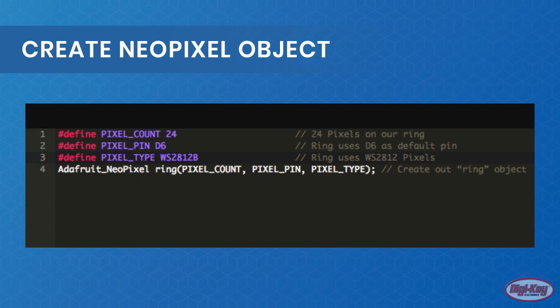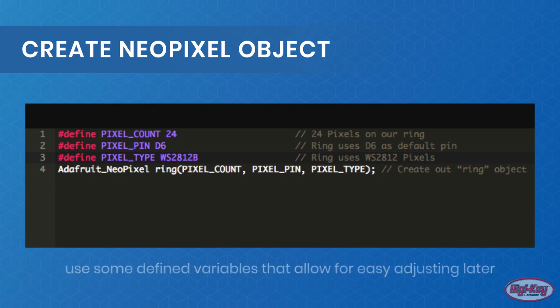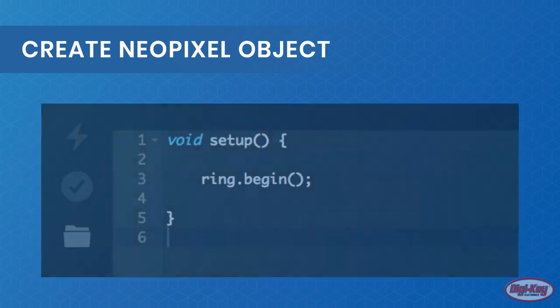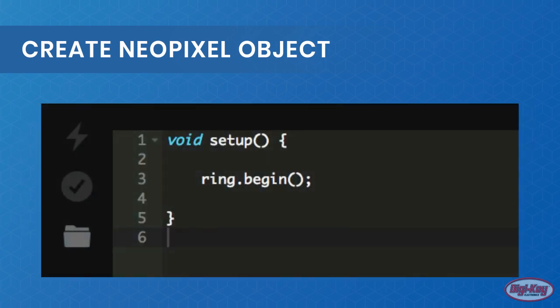While these values can be directly passed into the class constructor function, it is better to use some defined variables that allow for easy adjusting later. The setup example below is for use with a NeoPixel ring, which is compatible with a Particle Photon. Once the object has been initialized, the function begin needs to be called before it can be accessed and used. It is best to put this instruction inside the setup routine, as it only needs to be called once.